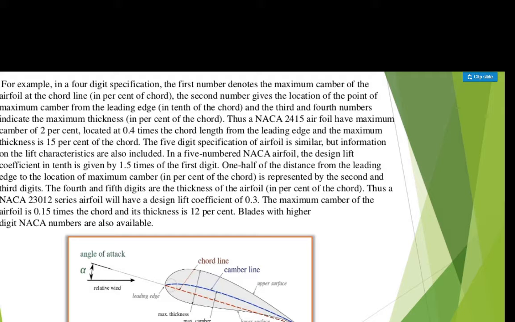chord. The 5-digit specification of an airfoil is similar, but information on the lift characteristics is also included in a 5-number NACA airfoil. The design lift coefficient in tenths is given by 1.5 times the first digit, and one half of the distance from the leading edge is the third digit. The fourth and fifth digits are the thickness of the airfoil. Thus, this series of airfoil will have a design lift coefficient of 0.3. The maximum camber of the airfoil is 0.15 times the chord and its thickness is 12%. Blades with higher digit NACA numbers are also available.